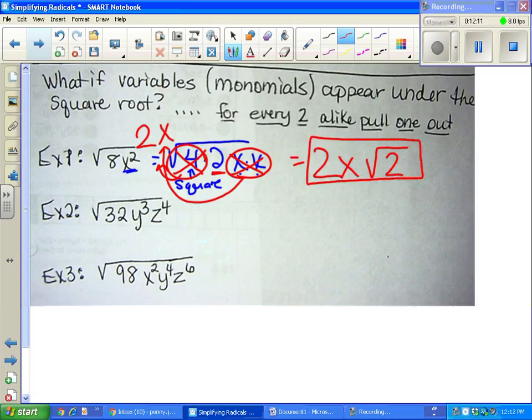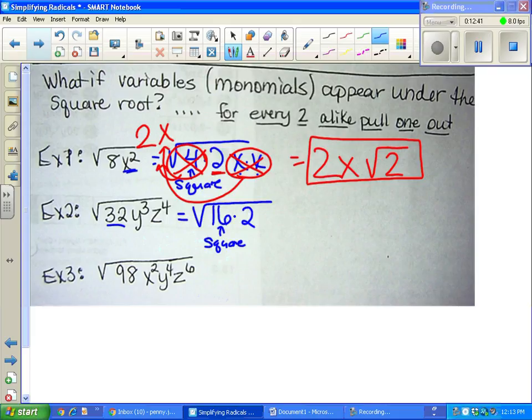Okay, let's do this one. How can I break down 32? You could do 8 times 4. 4 is a perfect square, but then 8 can be broken down again. So there's a number bigger than 4 that's also a square that goes into 32. Turns out 16 goes into 32, and 16 is a perfect square. So I'm going to remember 16 because 16 is my perfect square, and 16 times 2.